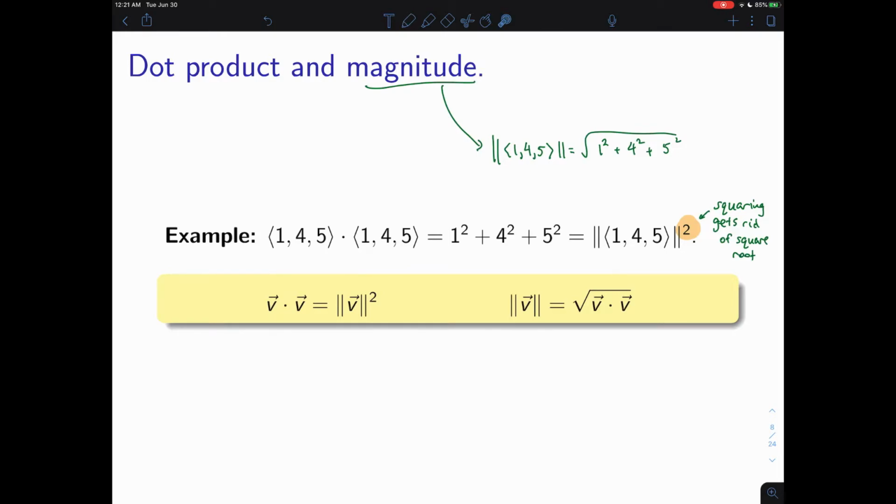All right, so now you can imagine if there were different numbers instead of 1, 4, 5, like 3 or whatever. 3 times 3 would be 3 squared. It would still tie in with the magnitude. And that's the rule in general for any vector v. When you dot it with itself, v dot v, you always get the magnitude squared. Or in other words, if you take the square root of both sides, the magnitude of v is the square root of v dot v. All right, that's the connection between dot product and magnitude.